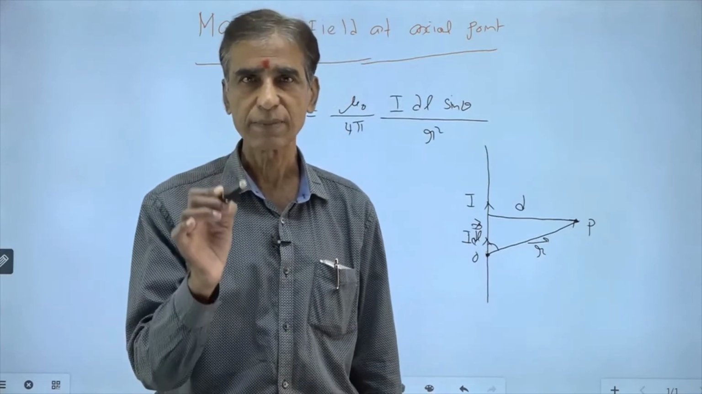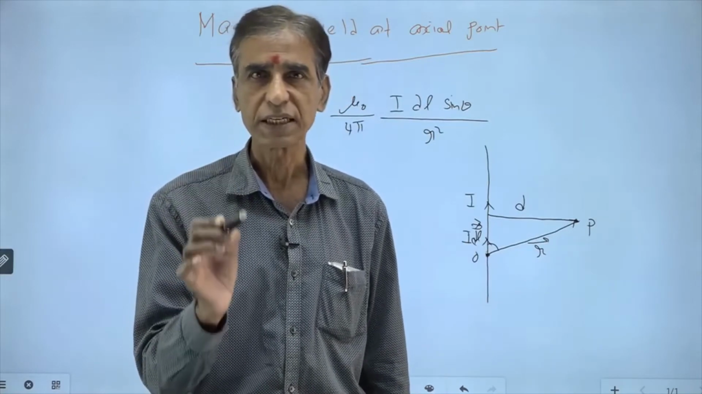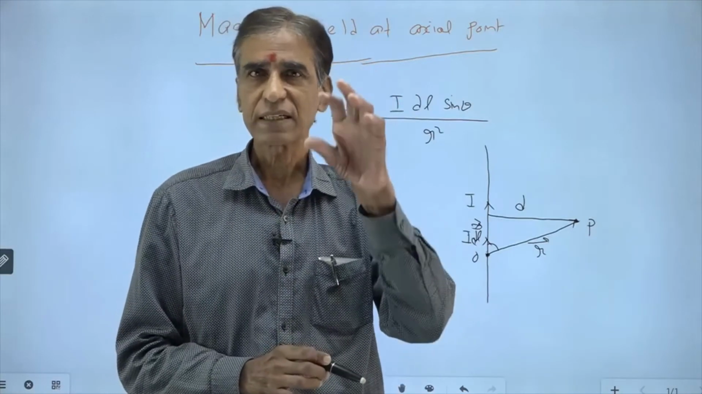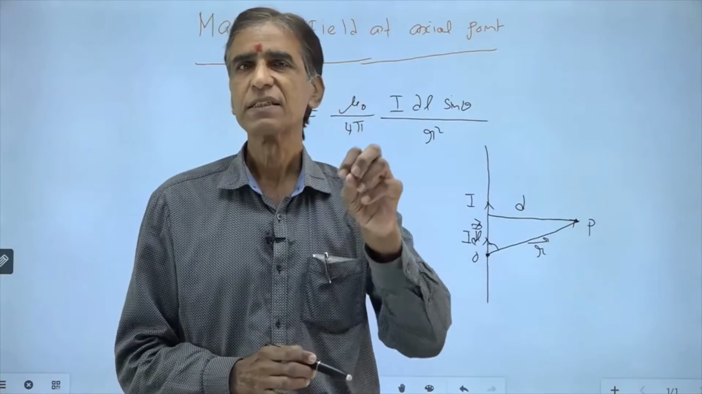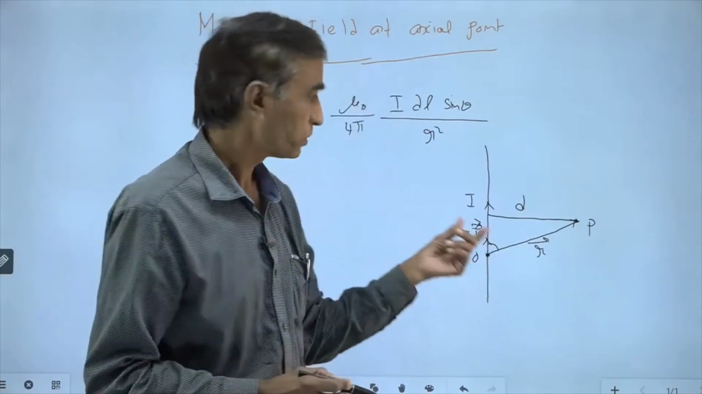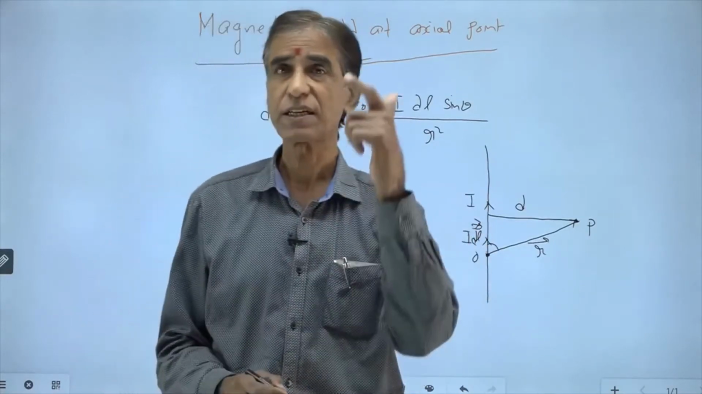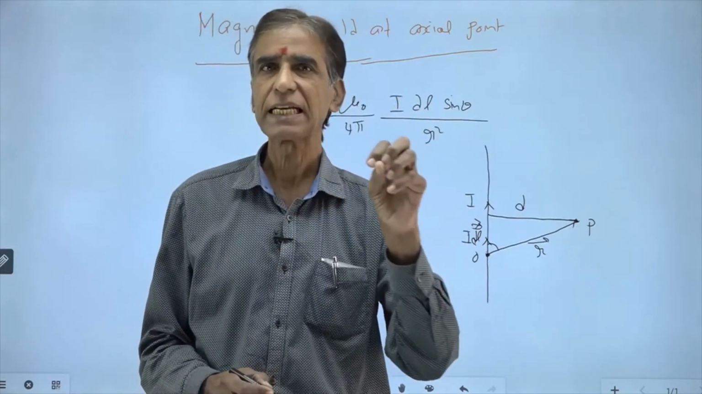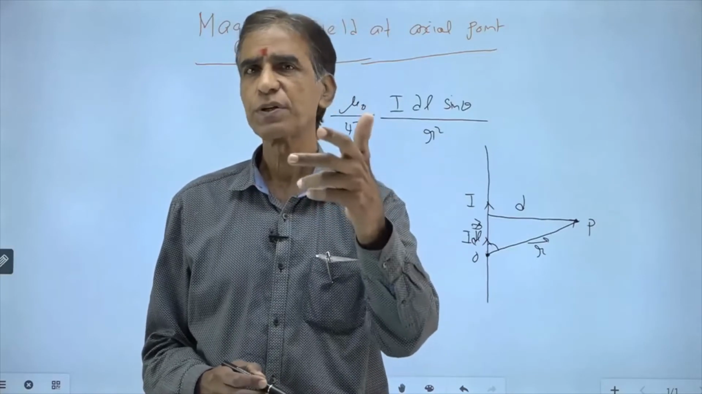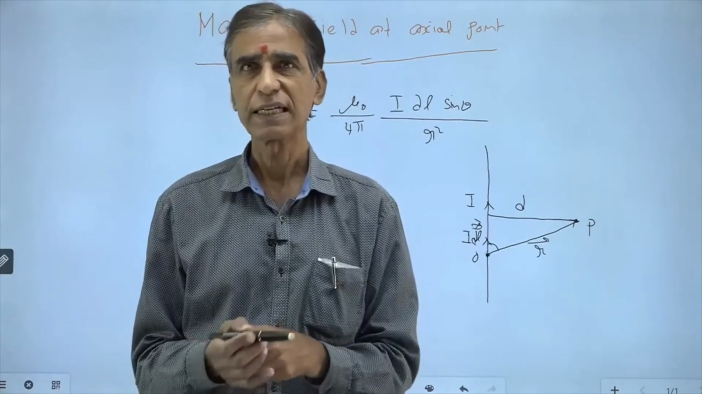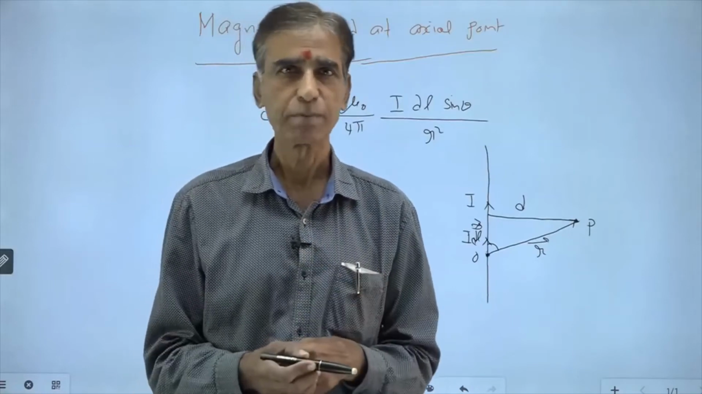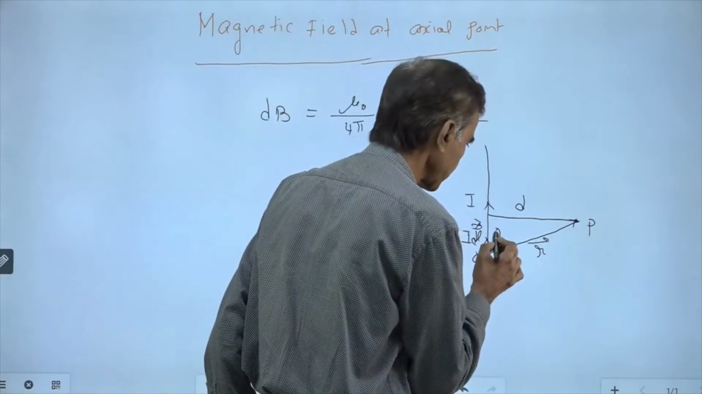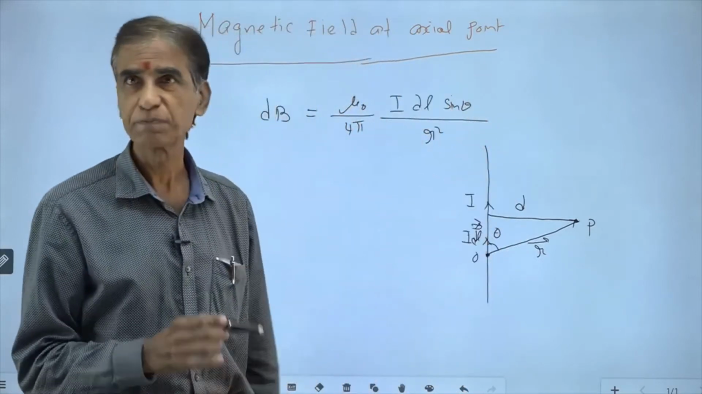I told you the current element is similar to a charge in electrostatics. Whatever the effect of a charge in electrostatics, the same effect will be produced by I dL here. A charge at rest will produce an electric field, but here I dL is the current element that will produce a magnetic field at our desired point. So that is the meaning of this theta, and that is the angle whose sine we have taken. That is very important here.